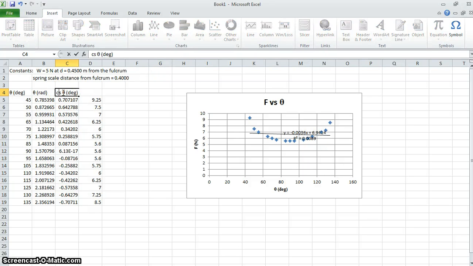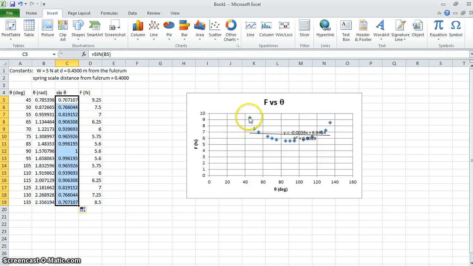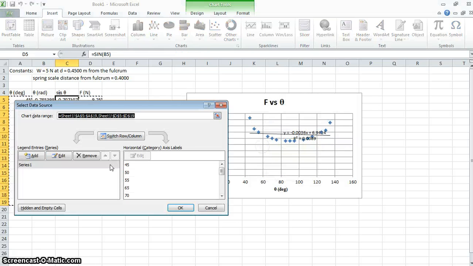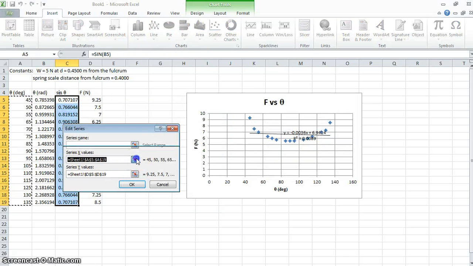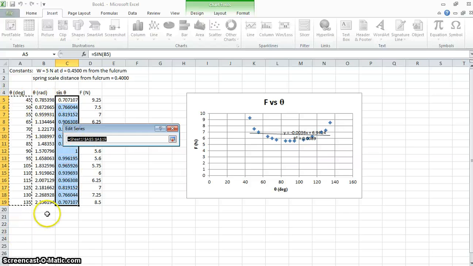Let's try something else, like maybe sine. And again, this is not going to be in degrees anymore, it's radians. So this is going to be sine instead. Okay, then I'm going to change this, select the data, edit it, and the x values, instead of being the degrees or the radians, which we know gives us the same strange relationship, I want to try sine of the angle.